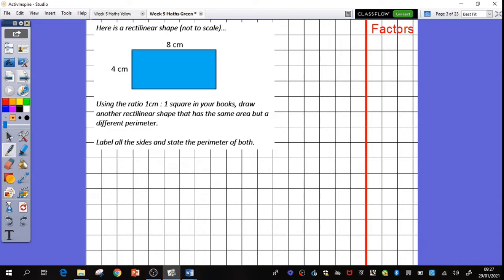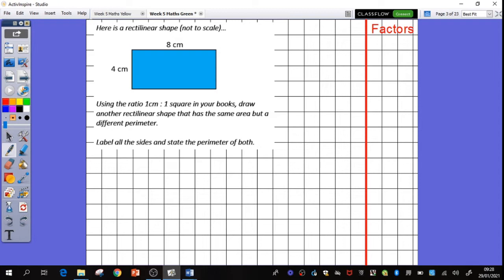Okay, at this point I need to just make it clear that I have sent you some squared paper. If it's possible to print it off, then great. Then you can use that ratio 1 centimetre to 1 square in your book, and I will show you just how that works in a moment. If you're unable to print that off, that's not a problem. Please don't panic. When you come to draw your shape, you can just measure the sides with a ruler so it is the right size. So using the ratio, if you can. If you can't, don't panic. Just use a ruler so that you are drawing it as accurately as possible.